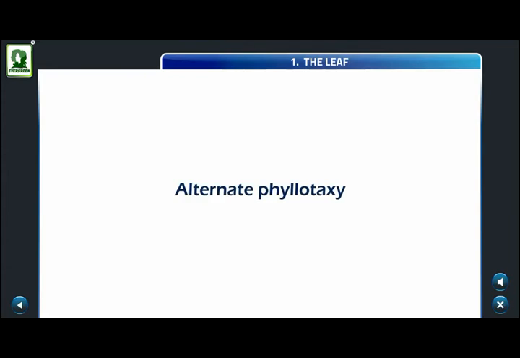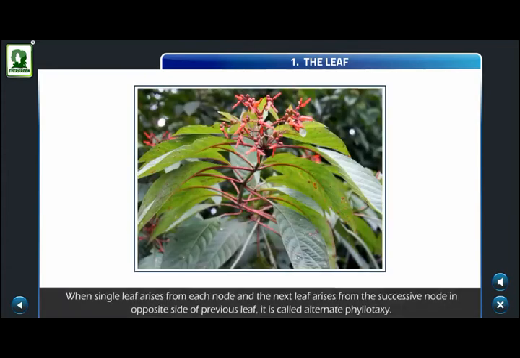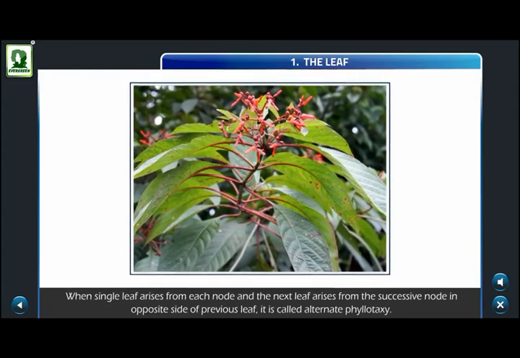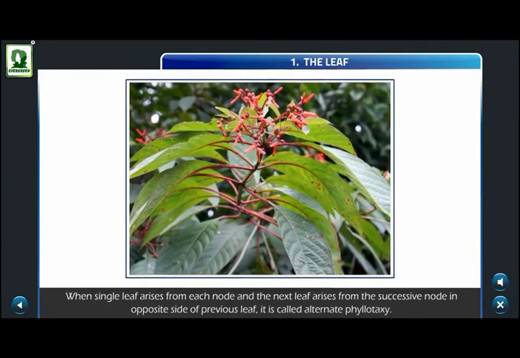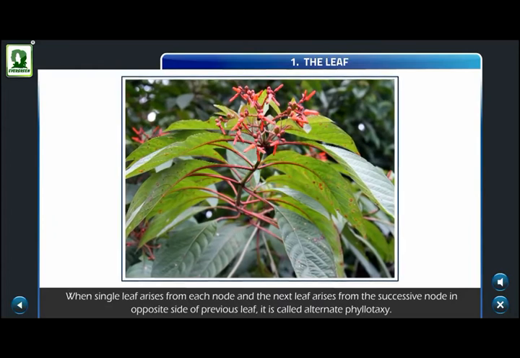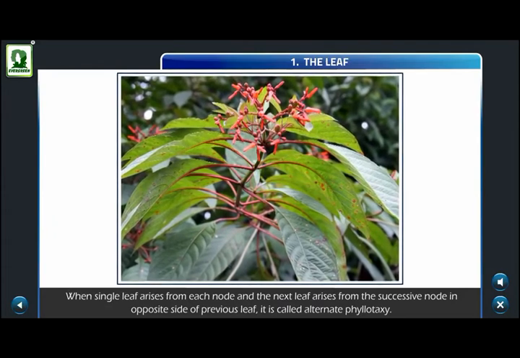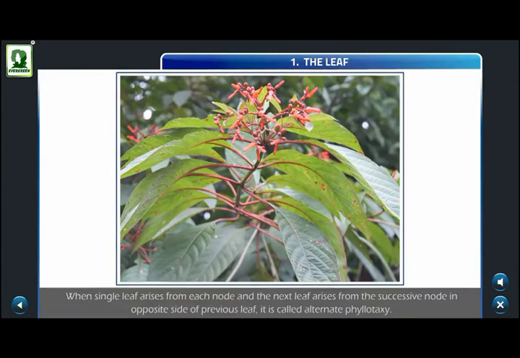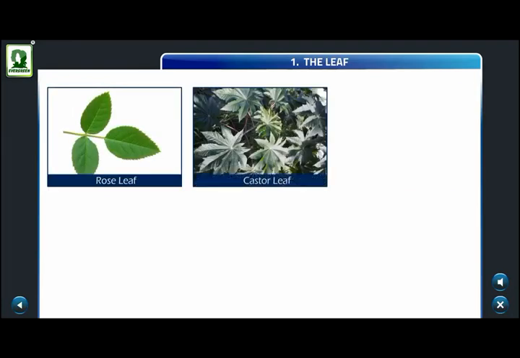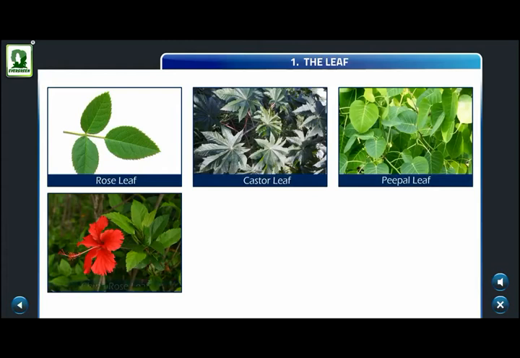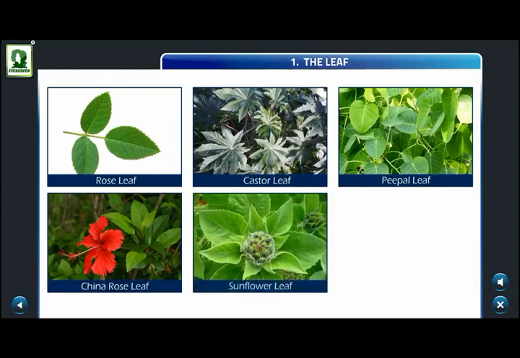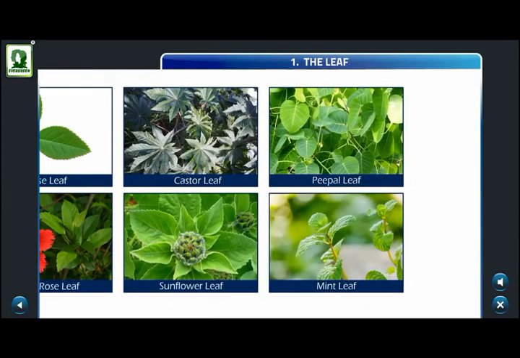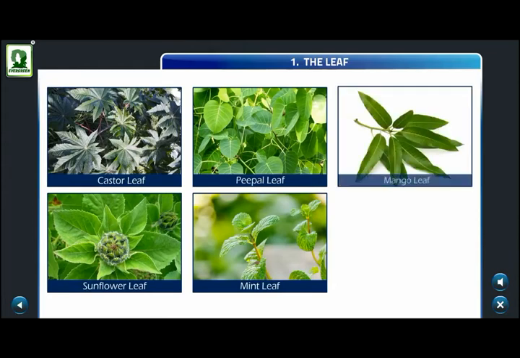Alternate phyllotaxy. When a single leaf arises from each node and the next leaf arises from the successive node on the opposite side of the previous leaf, it is called alternate phyllotaxy. For example, rose, castor, peepal, China rose, sunflower, mint, mango.